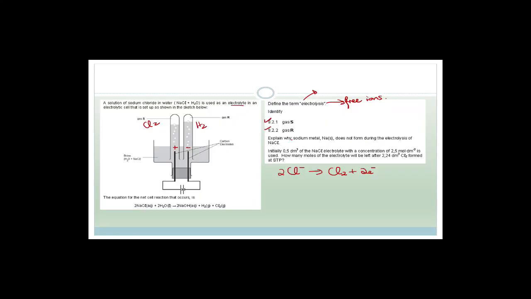It says explain why sodium metal does not form during the electrolysis of sodium chloride. The only reason it doesn't is because of the reducing ability and oxidizing ability of the different things. So the way you would say this is that the reason sodium metal does not form during electrolysis is because the others have got higher oxidizing abilities.